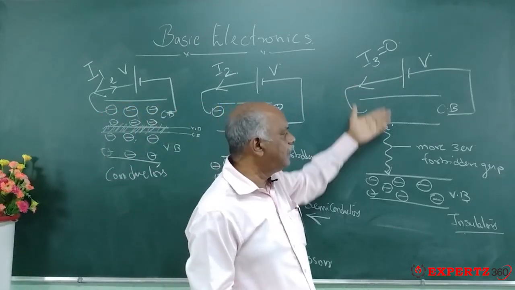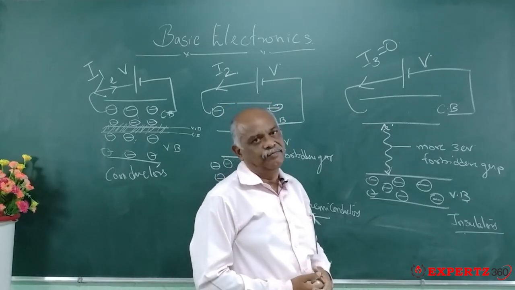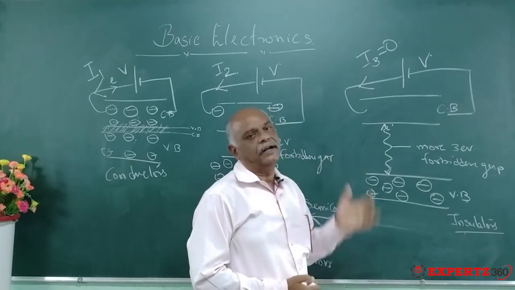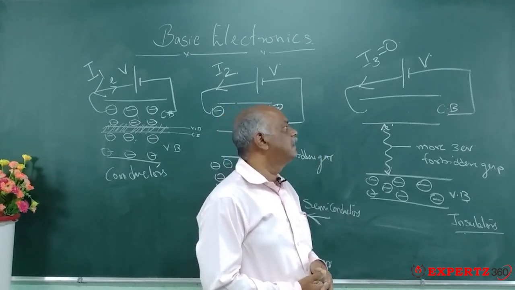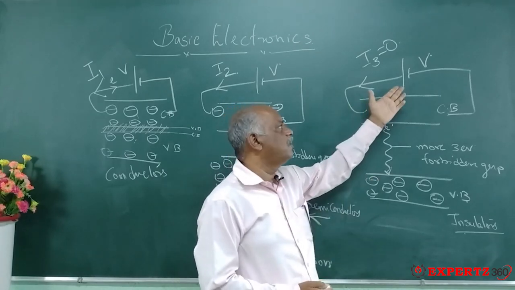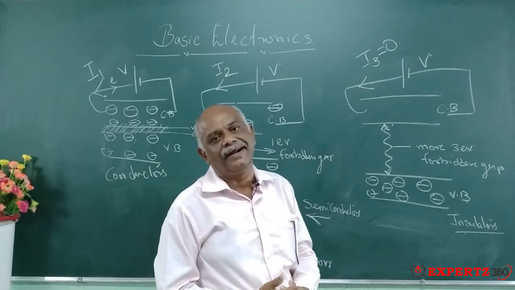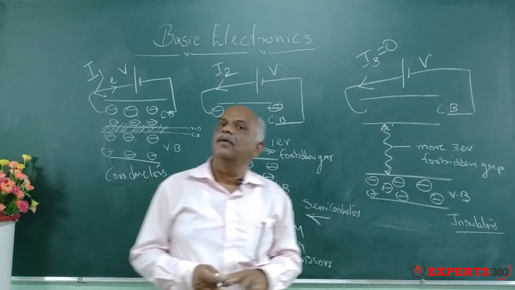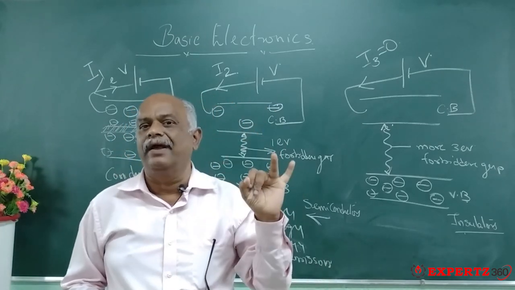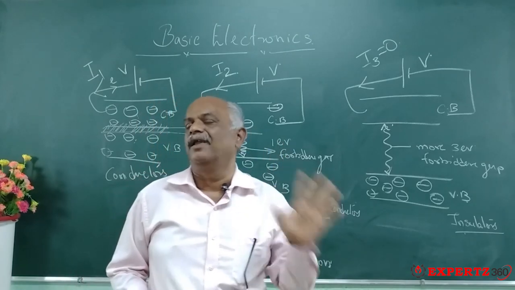Insulators. There is a large gap between the conduction and valence band. The forbidden gap is more than 3 electron volt. Therefore, it is impossible for an electron to jump from valence band to conduction band, and the conduction band contains no free electrons. Therefore, when a potential difference of V volt is applied, no current flows. Therefore, insulators are materials which do not conduct current. Clear? Now, I have taught you the difference between conduction band and valence band, and the difference between conductors, semiconductors, and insulators.